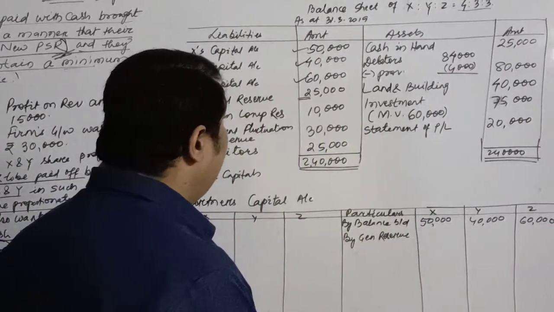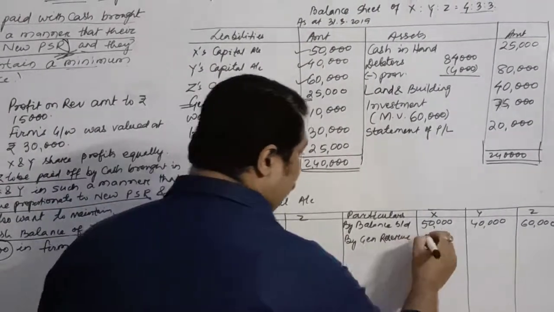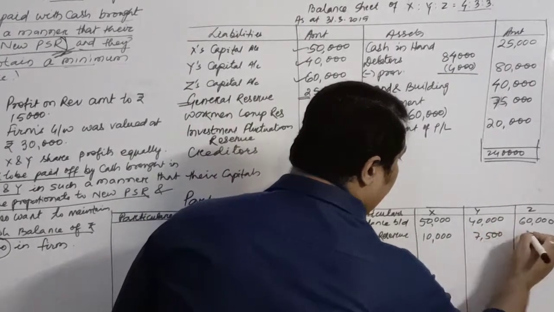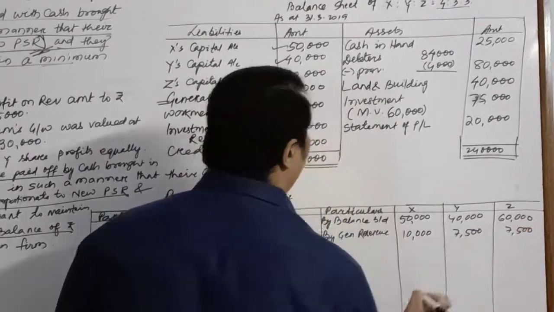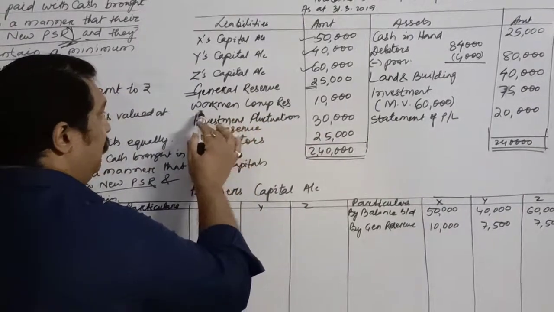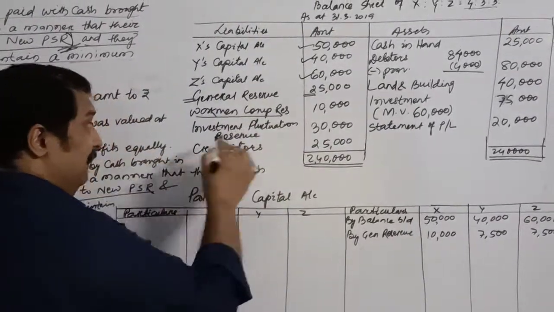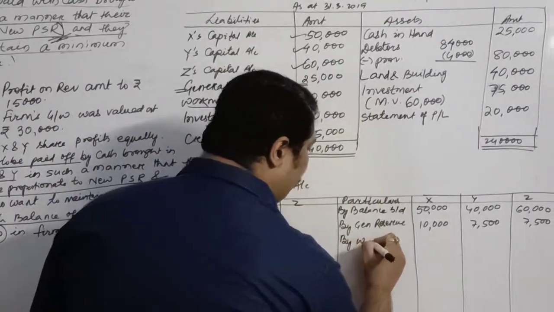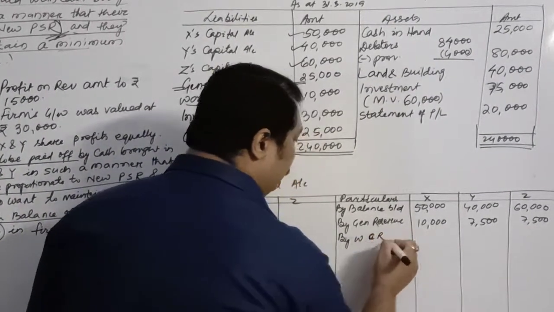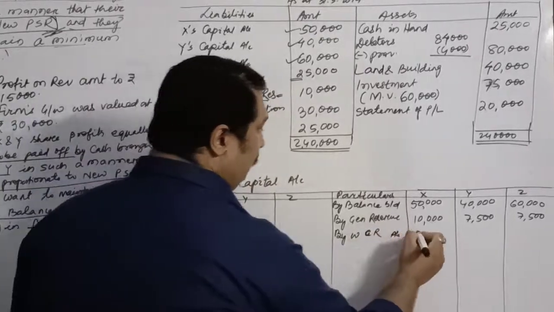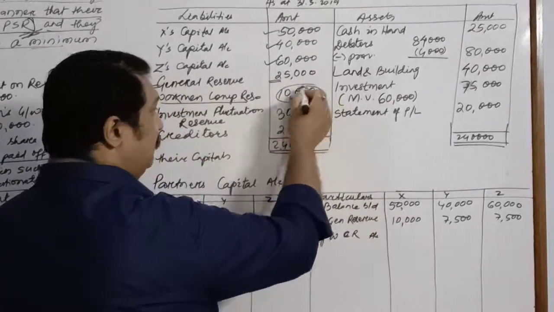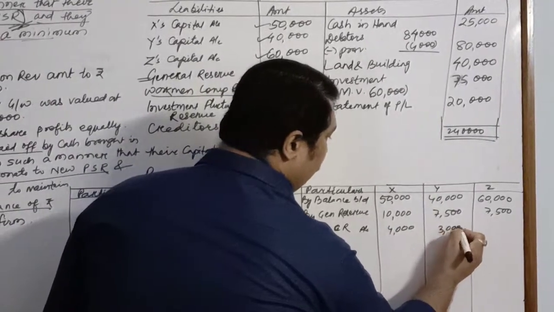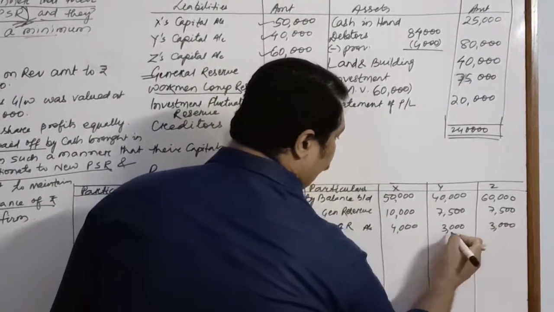So the share will be 10,000, 7,500 and 7,500. The next is the workman compensation reserve. There is no adjustment related to this also, so we will distribute the workman compensation reserve in the old ratio itself. So the amount is 10,000, so the share will be 4,000, 3,000 and 3,000.